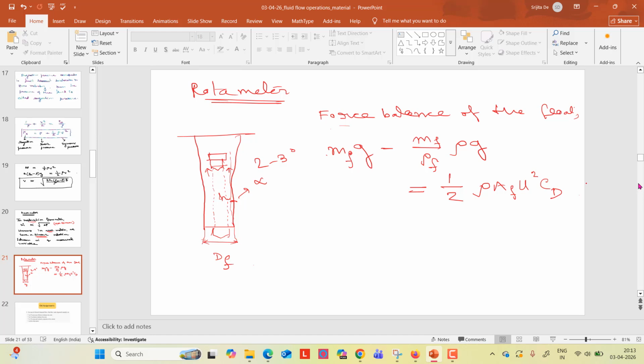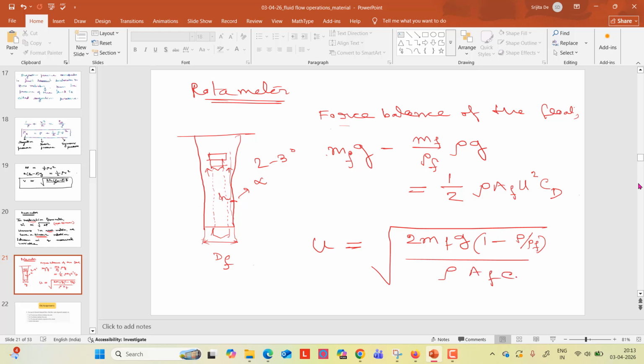Now if you simplify this, you will do the simplification on your own. You can just remember also, the velocity will be root under 2 mf g into (1 minus rho by rho f) divided by rho Af CD. Okay, so this is the velocity of the fluid around this float.